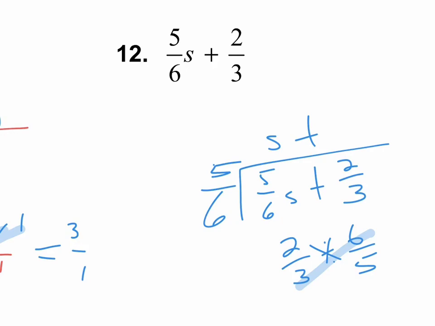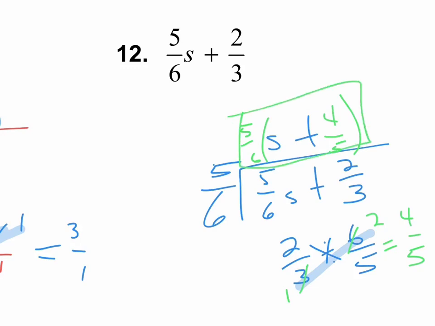So what goes into 3 and 6? Yep, 3. So 3 divided by 3 is 1. 6 divided by 3 is 2. And multiply. 2 times 2 is 4. 1 times 5 is 5. And so I get 4/5 here. And parentheses, bring up that 5/6 for your final answer.